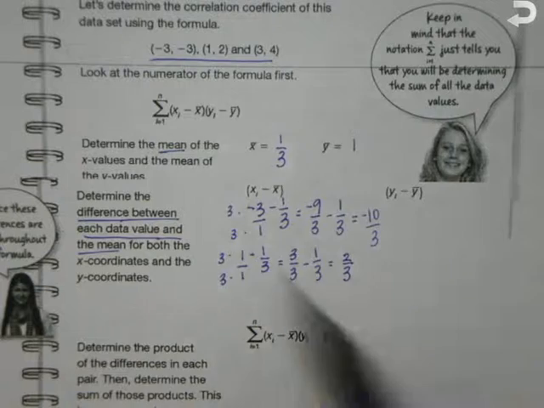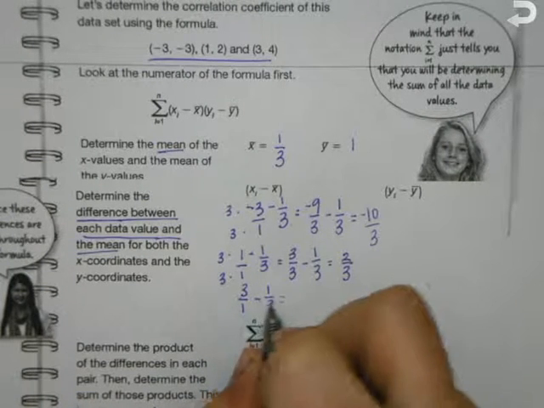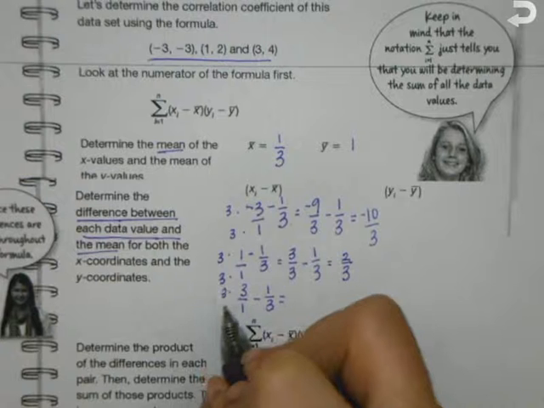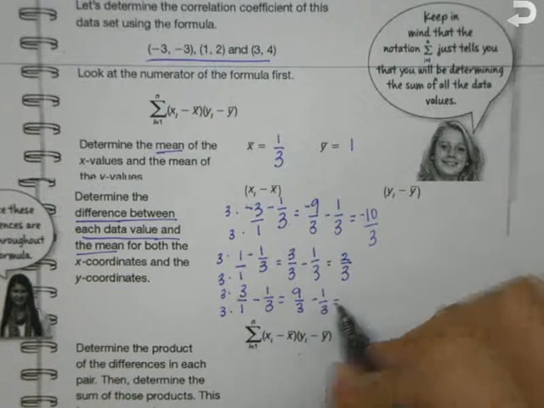And then the last x value was 3. So that was 3/1 minus 1/3. If you multiplied top and bottom by 3, that was 9/3 minus 1/3, which gave us 8/3.